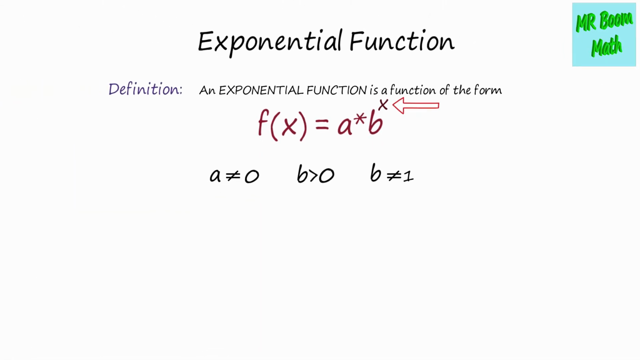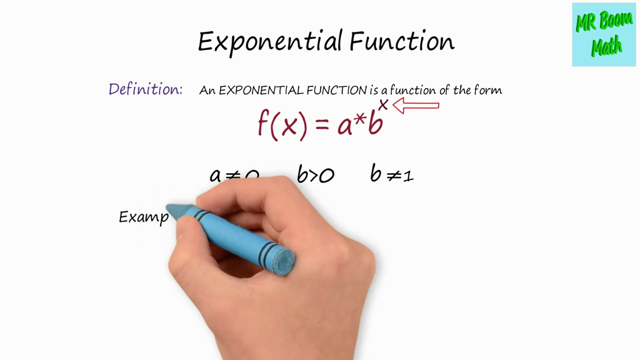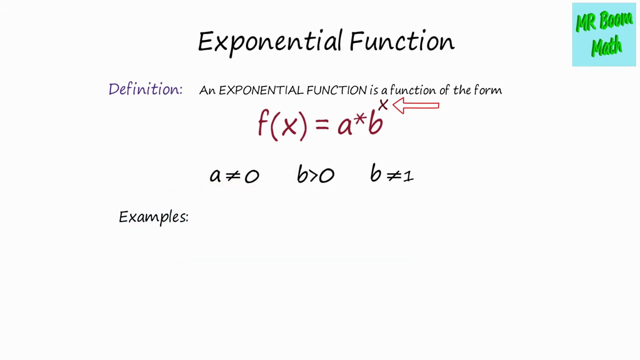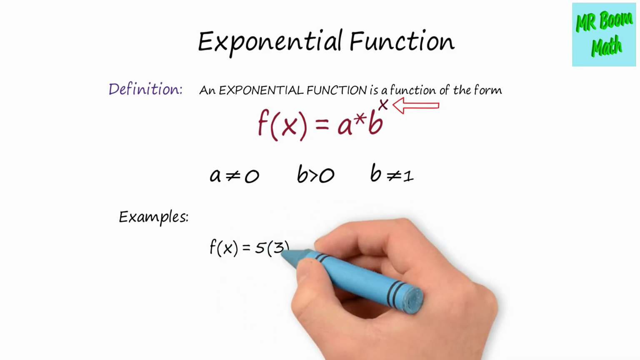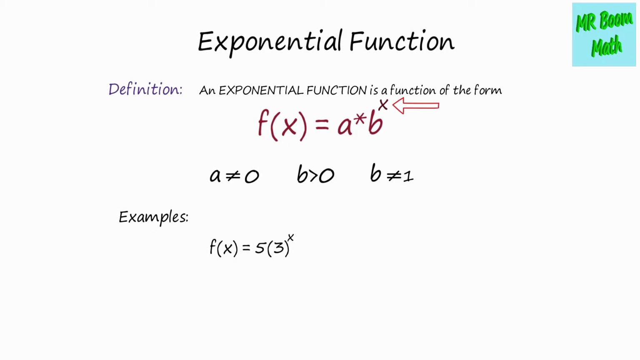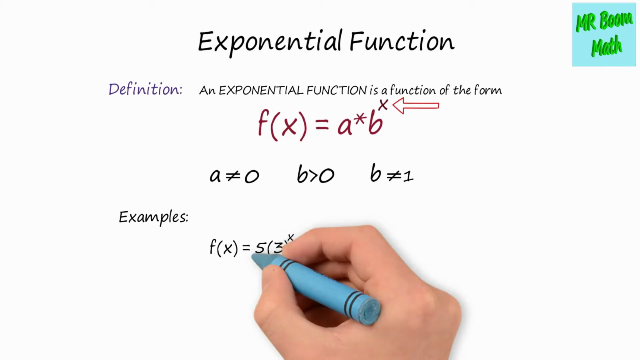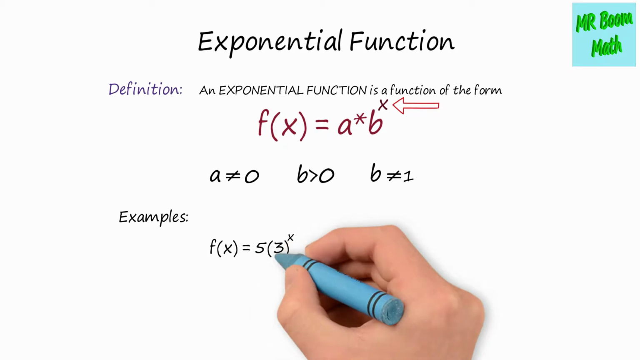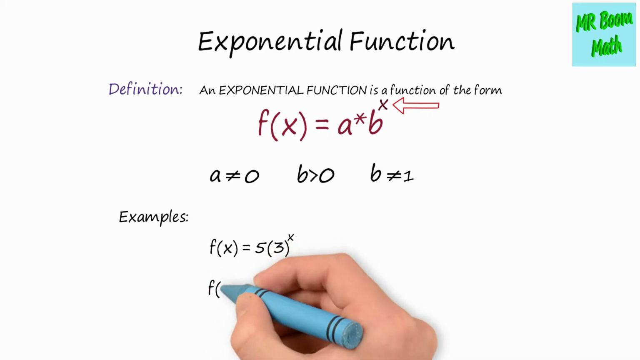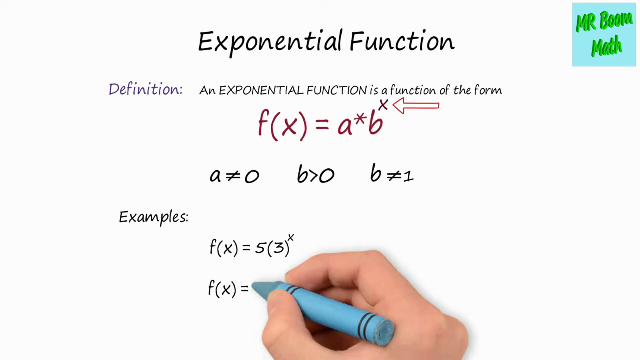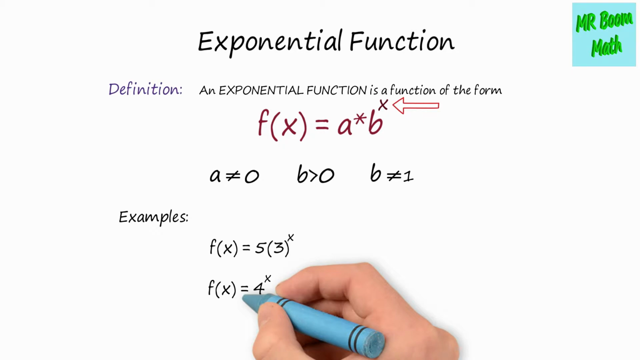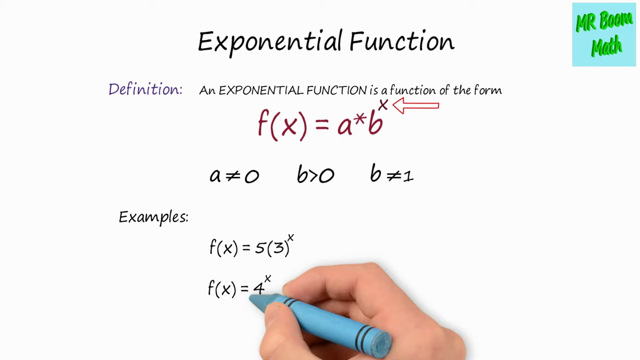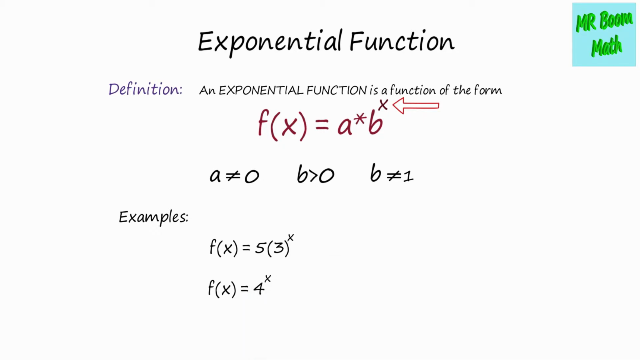Now let's look at some examples of exponential functions. The first example, f of x is equal to 5 times 3 raised to the power of x. In this example, a equals 5 and b equals 3. Another example, f of x is equal to 4 raised to the power of x. In this example, a equals 1 and b equals 4.